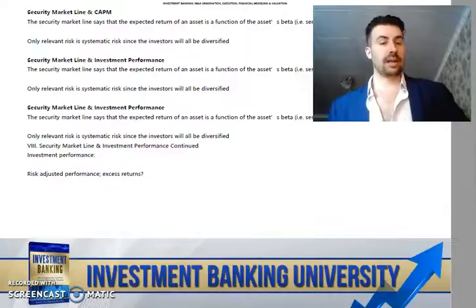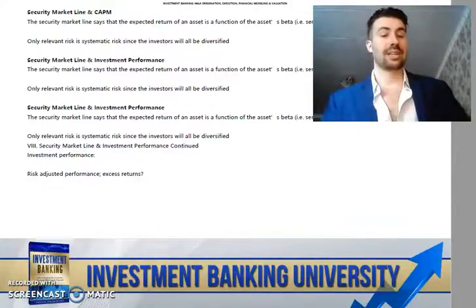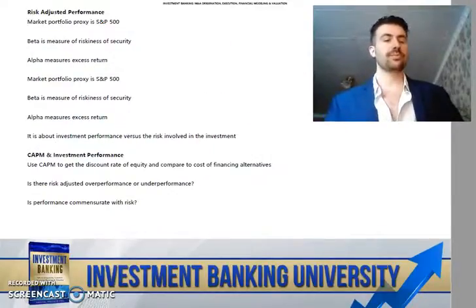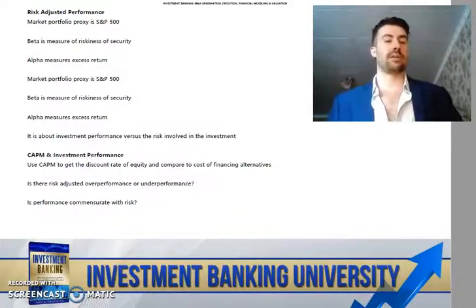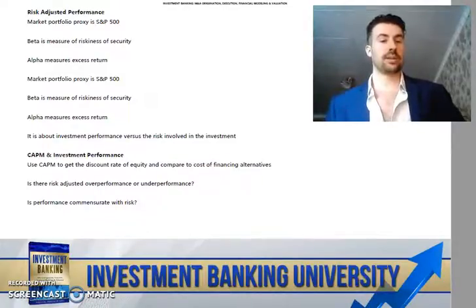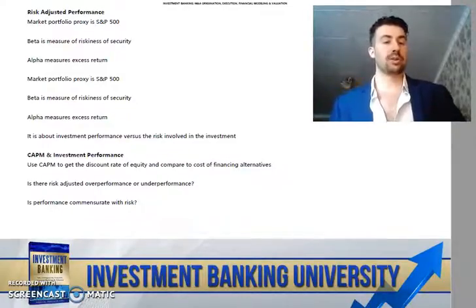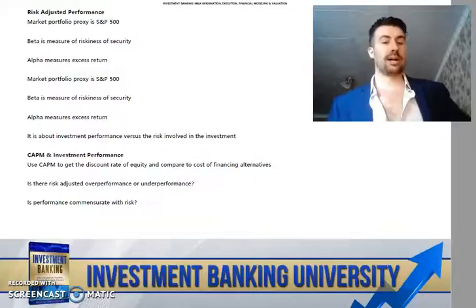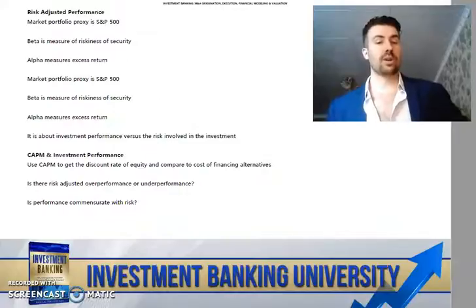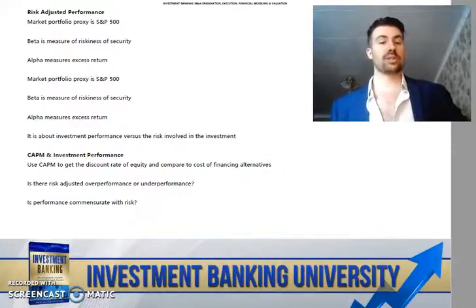In terms of the security market line and investment performance, the investment performance is associated with risk-adjusted performance. And the question we're asking is, are there excess returns? Related to risk-adjusted performance, the market portfolio proxy is the S&P 500. And we're going to talk about what a proxy is associated to the market portfolio. Beta is a measure of riskiness of the security. Alpha measures excess return. And so it is about investment performance relative to the risk involved in the investment.